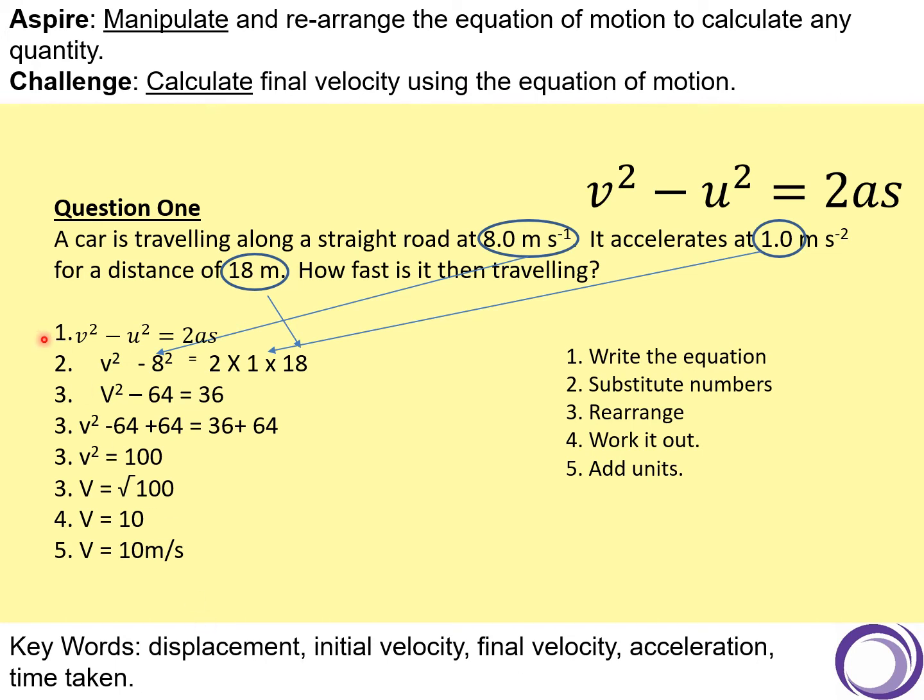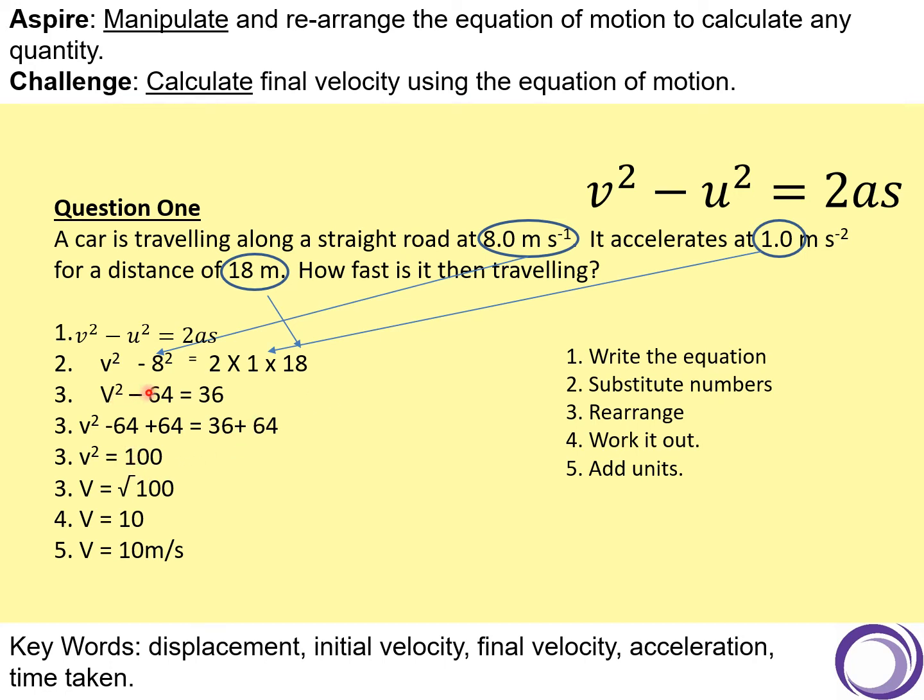Number 1 on there, I've written out my equation, v squared minus u squared equals 2as. And that is straight off the equation sheet. But it shows the examiner you know which one to use. All right, so it's important to write that in.